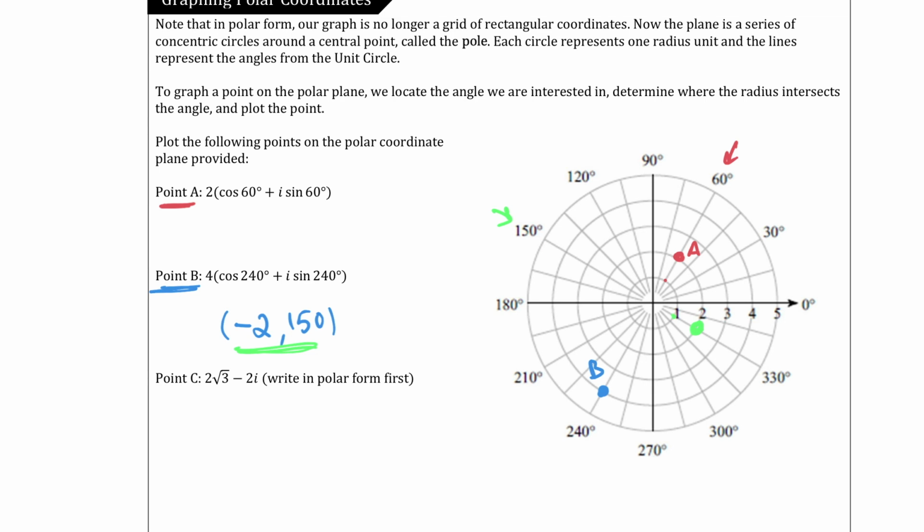If I look at the question, at the point A, it says 2 cos 60 plus i sine 60. If I want to graph polar coordinates, then I really look for r and theta. The extra bits about sine and cosine don't matter. So I'm going to do this first. It's just like how you graph rectangular coordinates. You have left, right, up, and down.